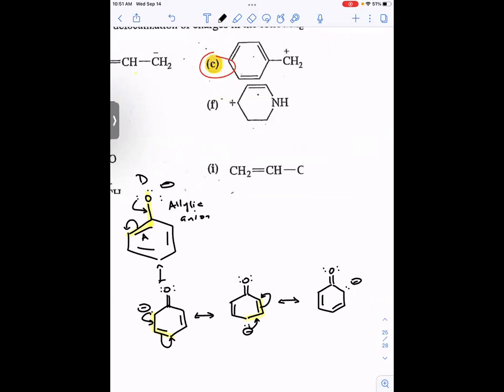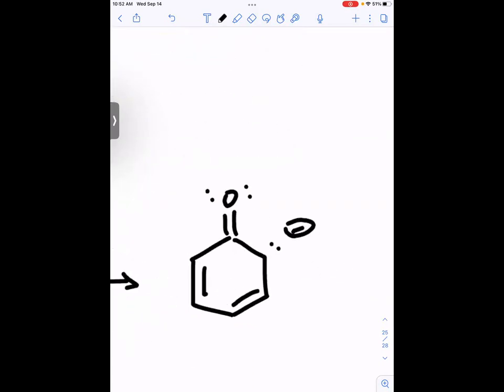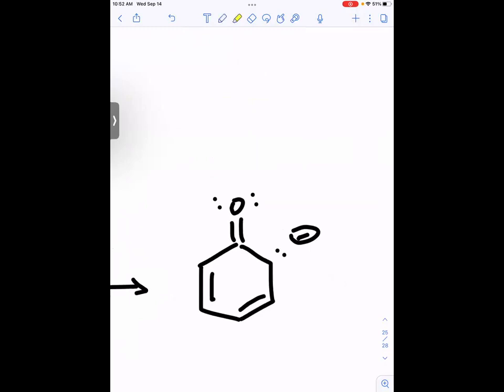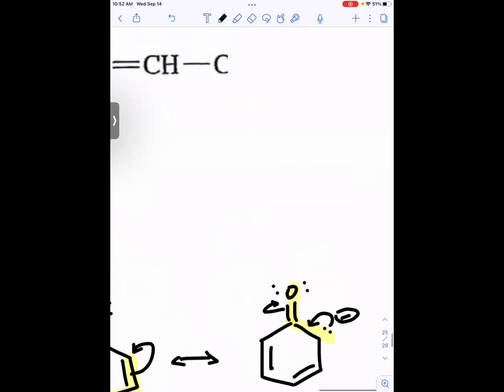Will there be questions where it'll say, show me 3 resonance forms of this molecule? Yes, yep, you will see questions like that. We can do this again too. Right here, we can do the same thing here. And we'll get to another structure that looks like this.